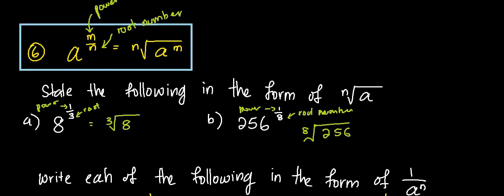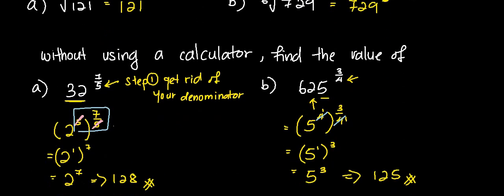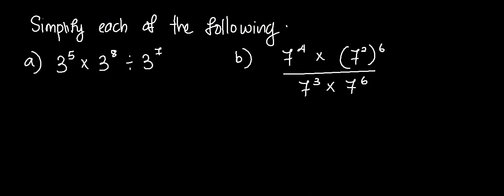So in total there are about 6 laws. If you can just practice on single questions on the laws, that would be helpful. Now let's go on to some of the more complicated questions. For example, simplify each of the following. I have 3 power 5 times 3 power 8 divide 3 power 7. Now you see this is a combination of 2 laws. Here I have the multiplication law and here I have the division law.